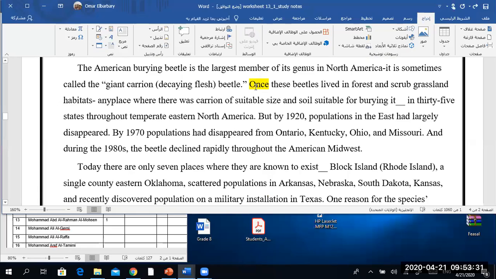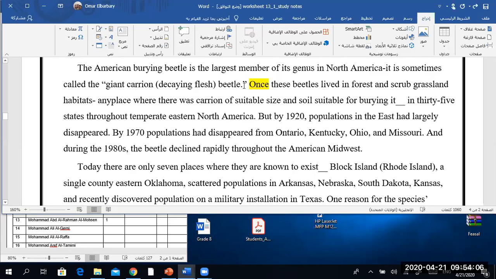Once these beetles lived in forest and scrub grassland habitats, any place where there was a carrion of suitable size and soil suitable for burying it. Very good. Hold on, Ahmed.